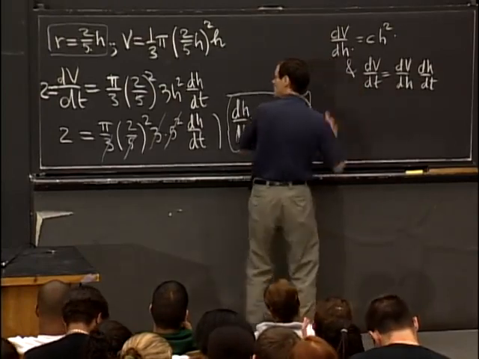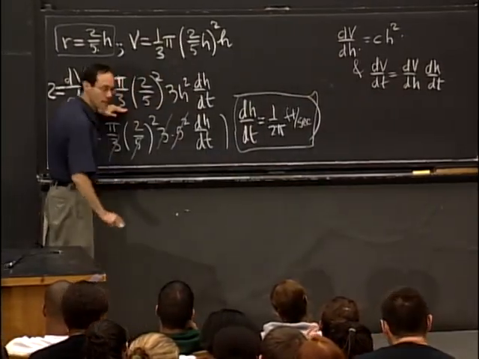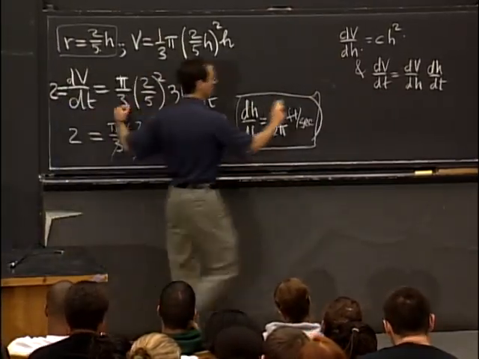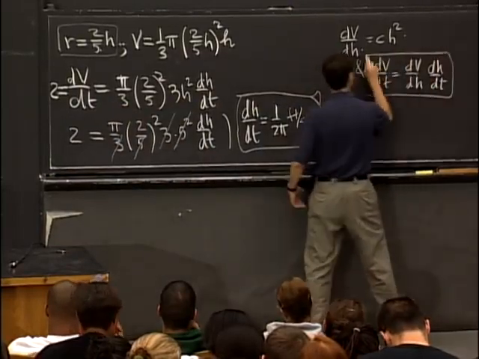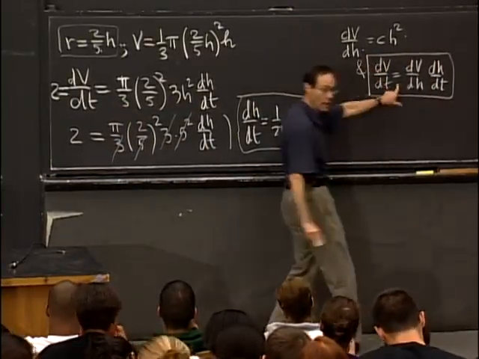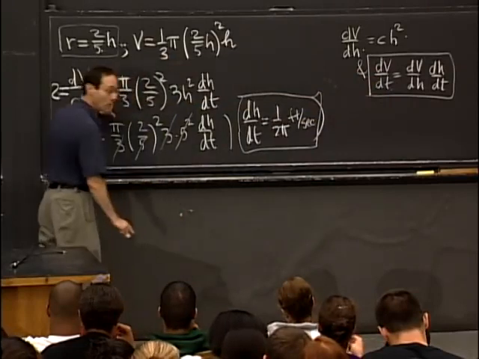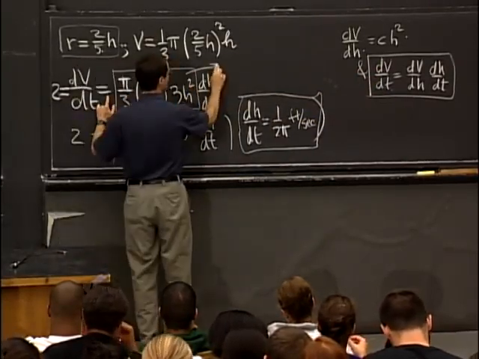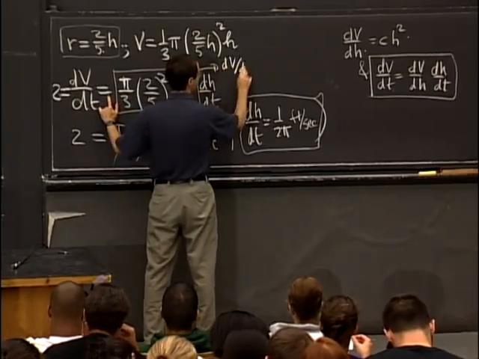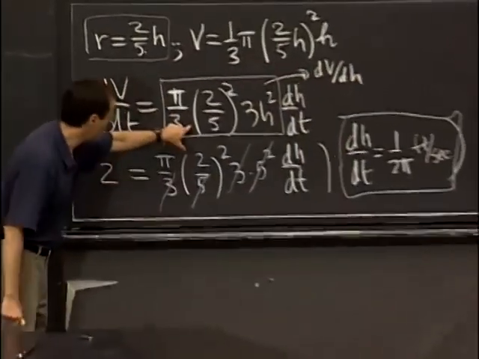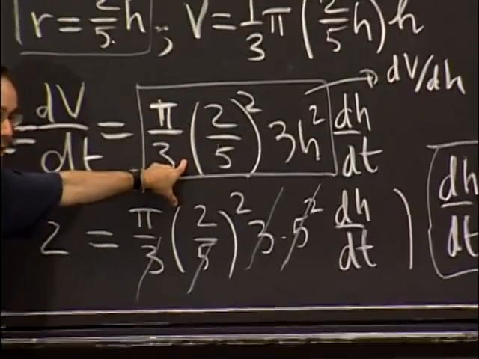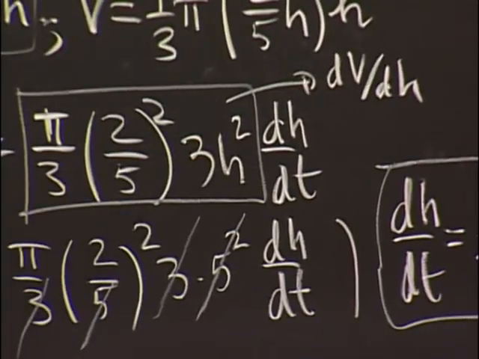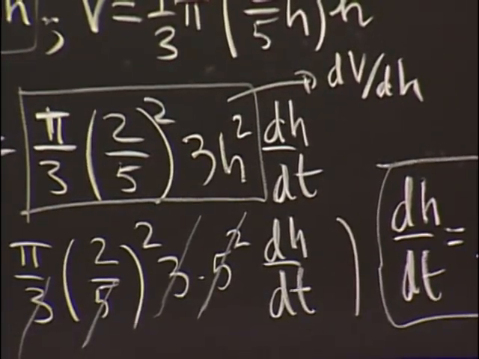And indeed, that is what my next sentence is. That's exactly what I'm saying. So when you said this, I did that. That's exactly what I did. This chunk is exactly dV dh. That's just what I'm doing. So definitely, that's what I had in mind.